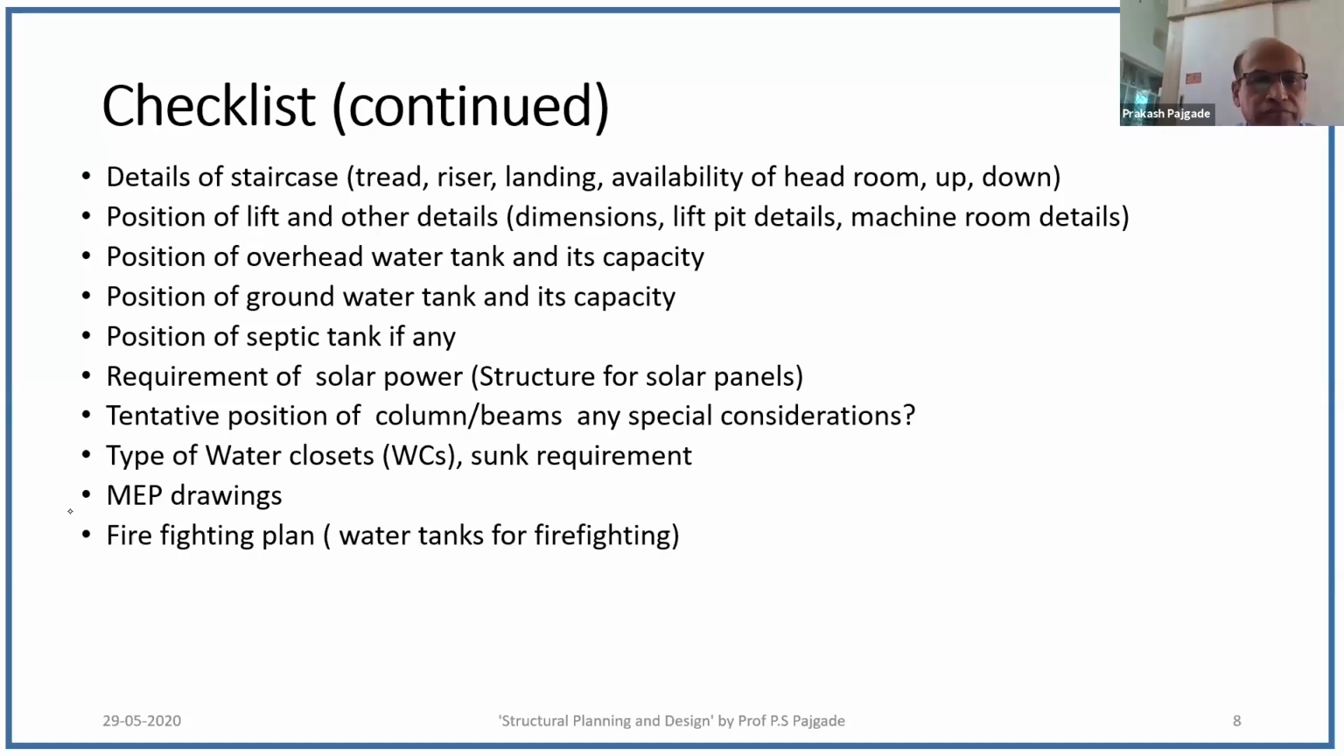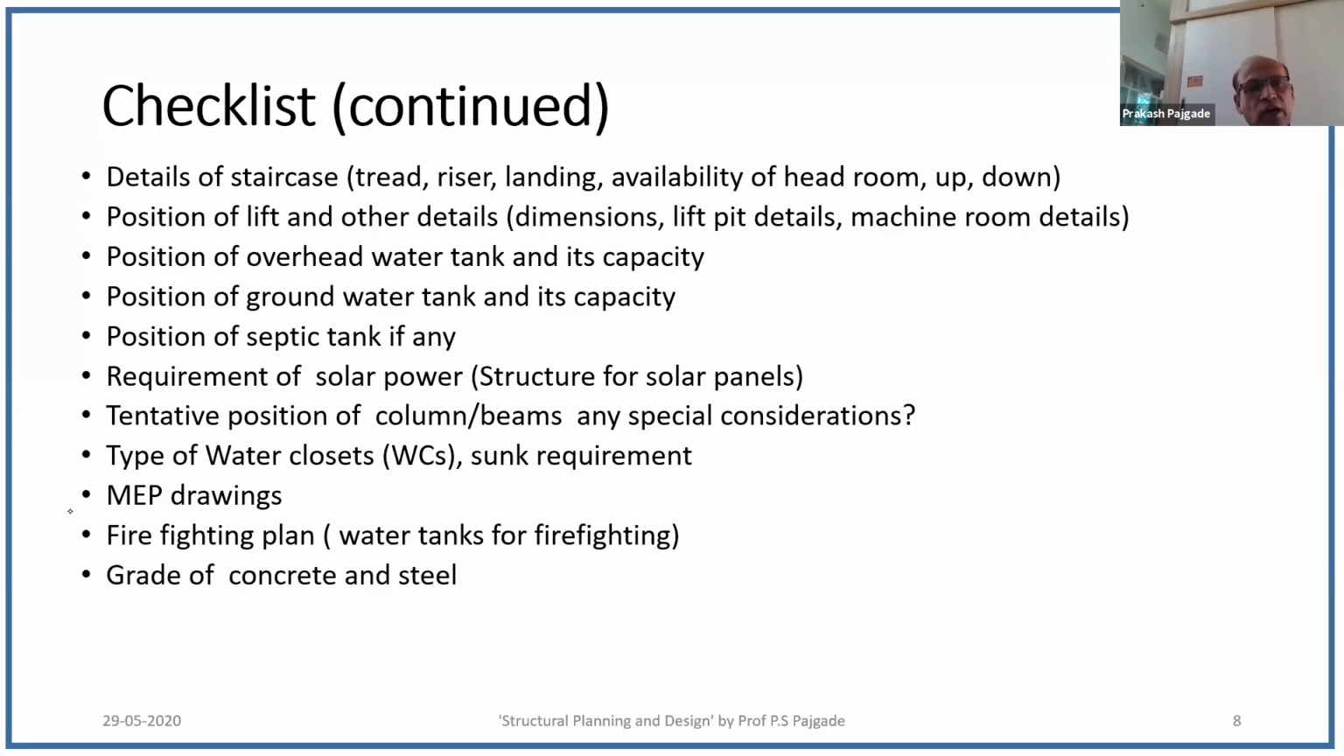Firefighting plan. Nowadays, for firefighting, there is a huge requirement of water. So we must know what the water requirement for firefighting is. A separate water tank is required, an overhead water tank as well as an underground water tank. Because if you don't consider this in the beginning, then the weight of the water tank for firefighting will be very huge, and that might create a problem.